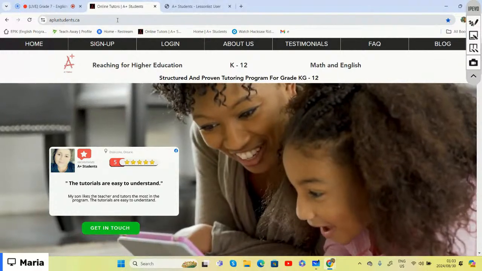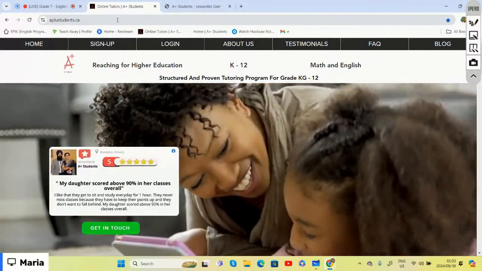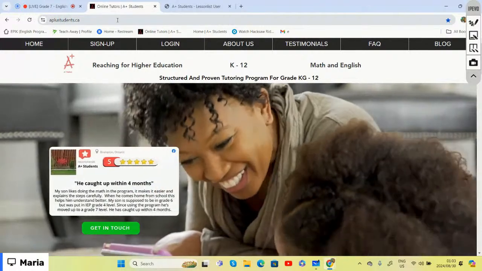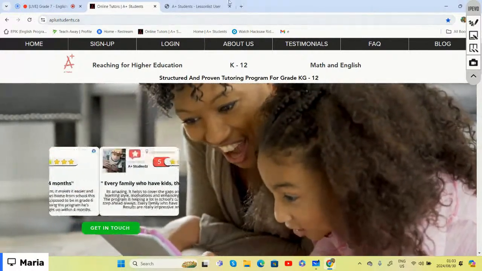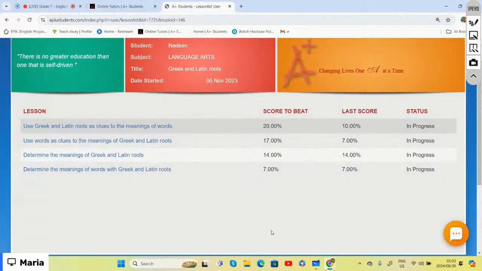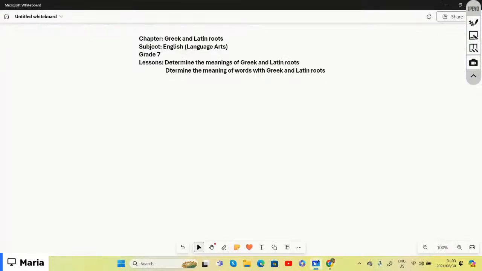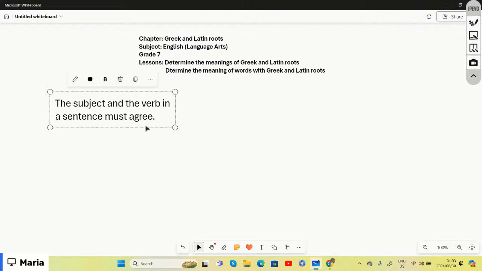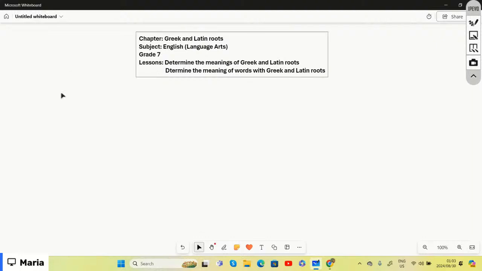We see that this is a continuation of our previous lesson on Greek and Latin roots. Our chapter is Greek and Latin roots, our subject is English Language Arts, grade 7, and the lesson we are focusing on is to determine the meanings of Greek and Latin roots.